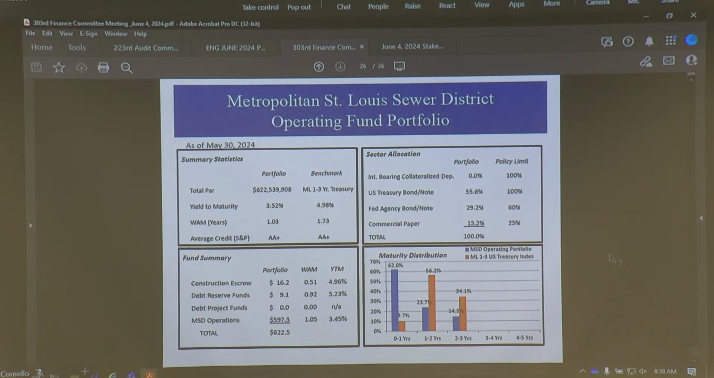So that's an update on where we are on the investments. Any questions? All right, if not, I'm on mute for the rest of the morning. Thank you, everybody. Thank you, Tim.